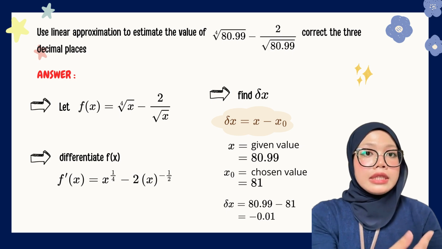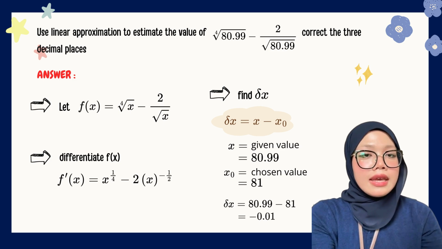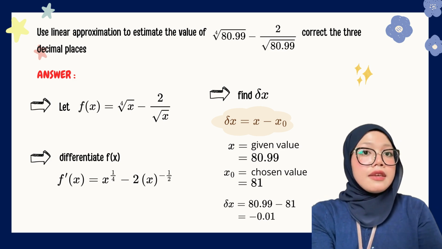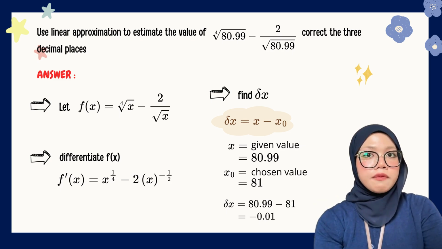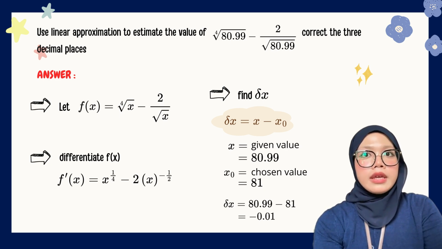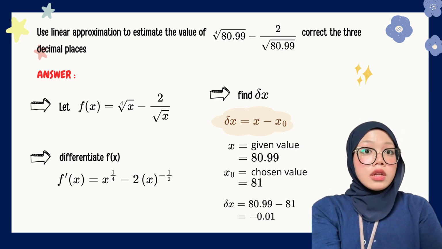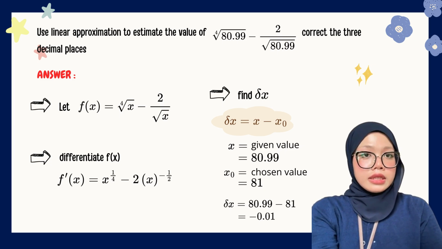Before we find delta x, we need to find the value of x and x naught. x is the given value, which is 80.99. x naught is the chosen value. For x naught, we pick a number that is close to 80.99, which is 81. Substitute all the values into the formula for delta x, and the answer is negative 0.01.